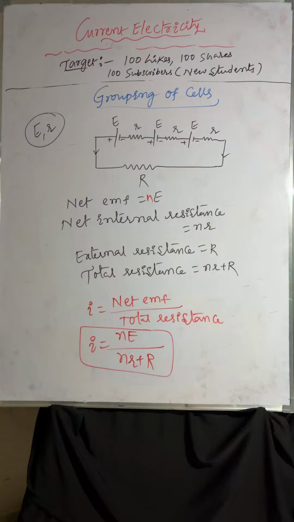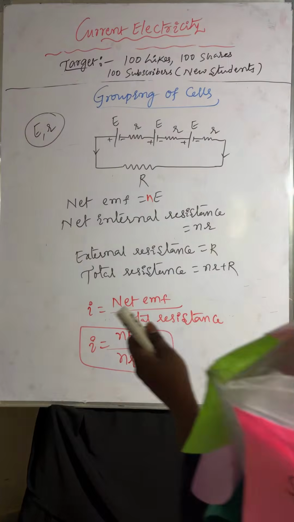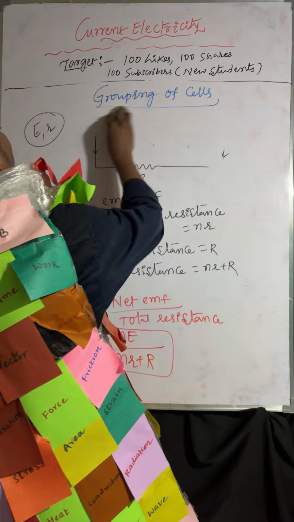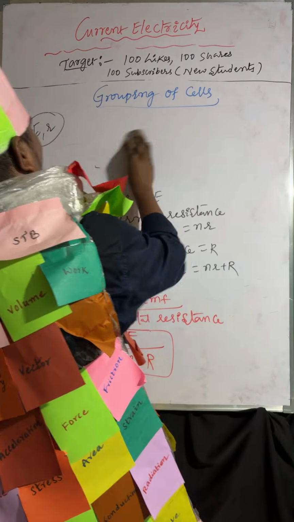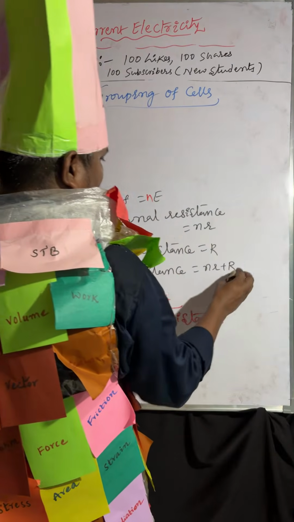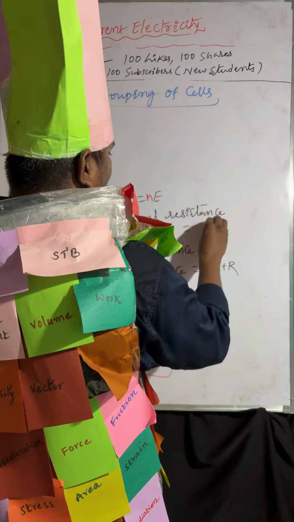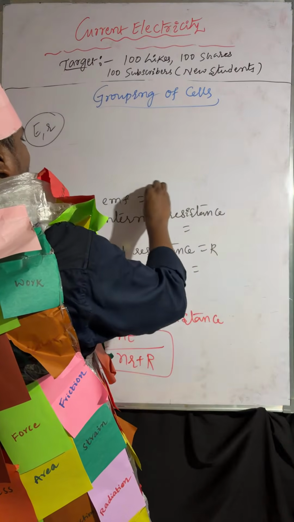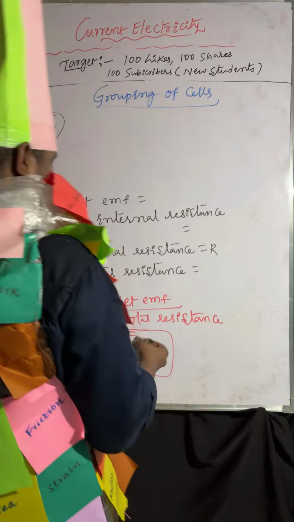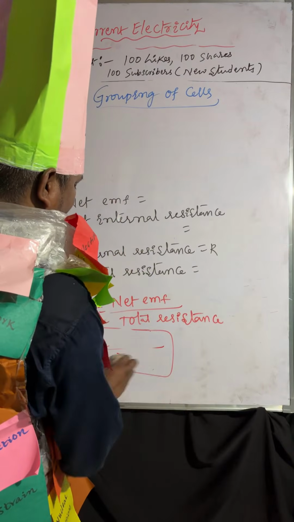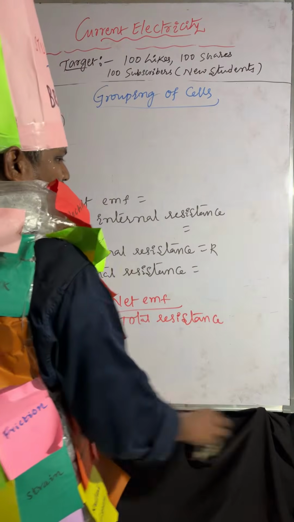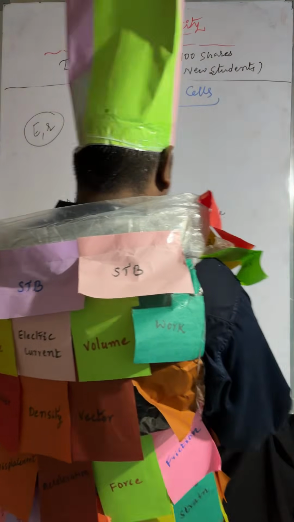So coming to the parallel combination, same way we'll write. In this parallel combination we'll get a different value. Here we'll get NR different. External resistance is same only. So here you'll get E as net EMF.